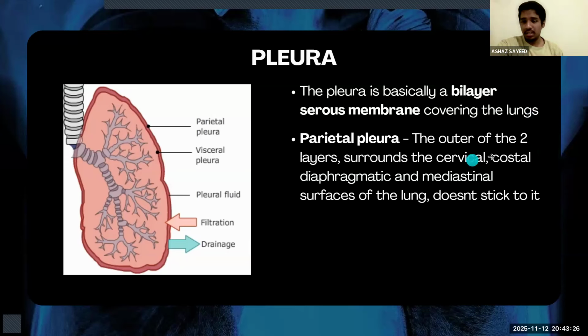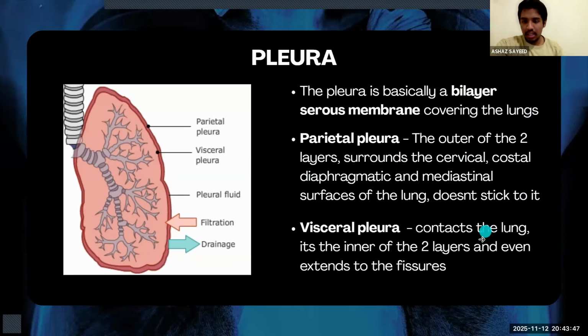Now, the parietal pleura is the outer of the two layers, and it basically covers everywhere. So it goes all the way from the cervical, the costal, the diaphragmatic, even the mediastinal, like a proper covering of the entire lung. But it doesn't stick to the lung because it's the outer layer. The one which actually sticks to the lung, and even goes inside the fissures, is the visceral pleura. It contacts the lung, is the inner of the two layers, and even extends inside the fissures. Got it?